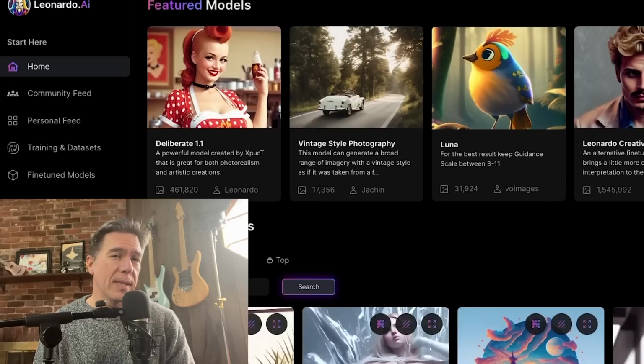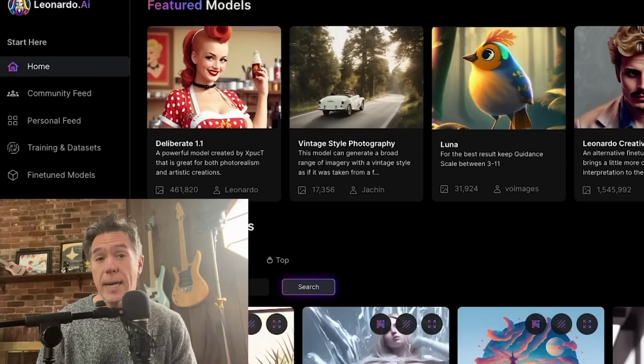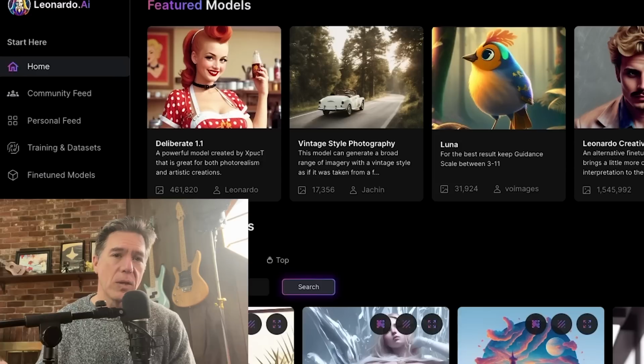So there's been a lot of chatter recently on a supposed Midjourney killer called Leonardo.AI. I was a bit skeptical about it, so I decided the fairest thing to do would just be to jump in and do a head-to-head.